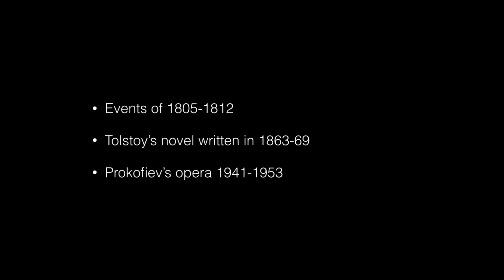And it is about the events of the Napoleonic Wars, 1805 to 1812. Tolstoy's novel was written in the 60s, Prokofiev's opera in between 1941 and 1953. So you can see that Tolstoy is separated from the events by about 50 years, Prokofiev's opera from Tolstoy by about 70 years.